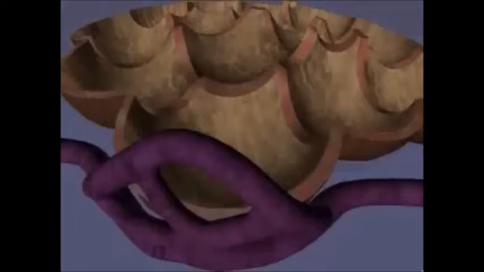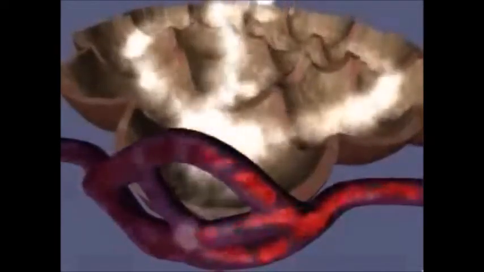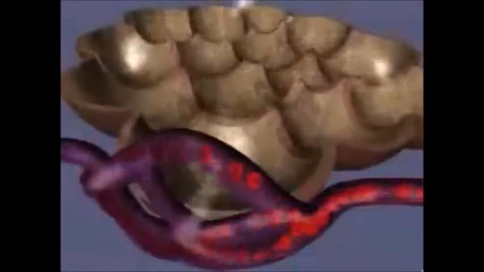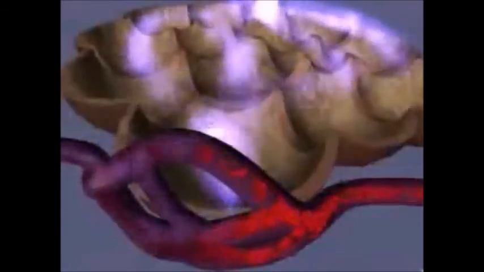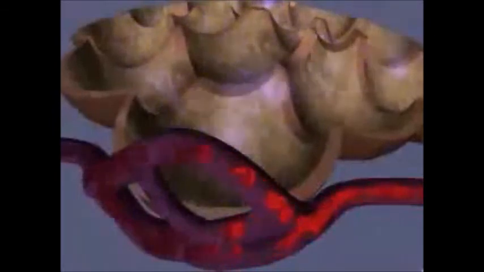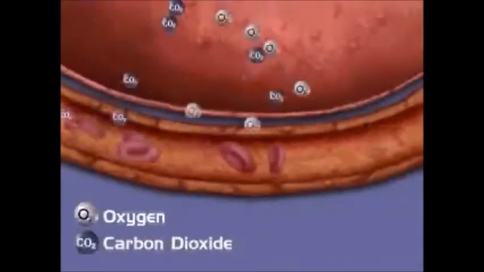Oxygen in inspired air is represented as a white gas. Carbon dioxide in expired air is represented as a blue gas. Notice the changing color in the red blood cells during gas exchange. Now let's zoom into a higher magnification view of gas exchange at the respiratory membrane. Red blood cells in the capillary adjacent to the alveolus release carbon dioxide and bind oxygen.